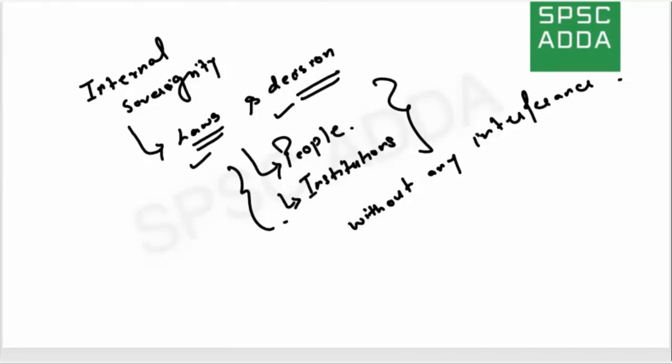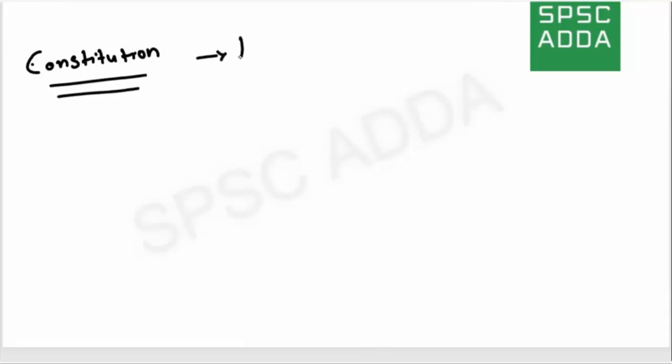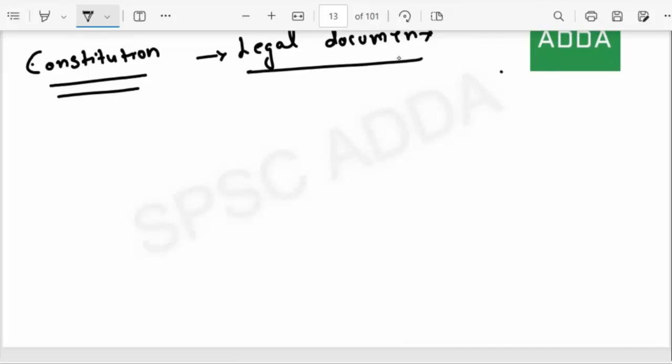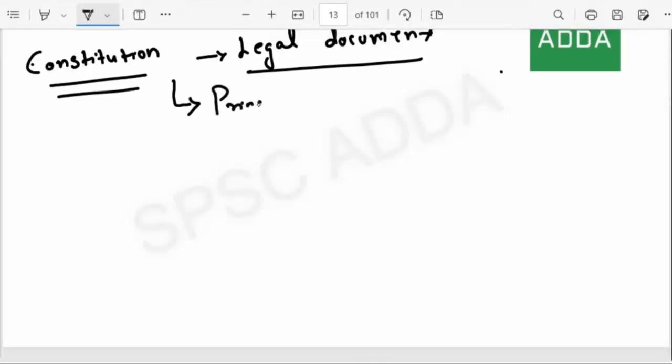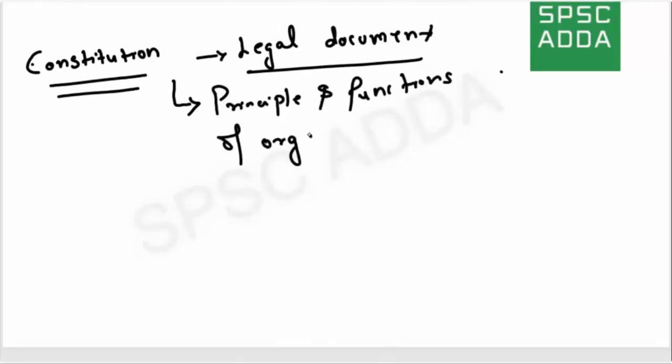Now, I have seen your question. I'll answer it. Before that, let me sum up till here. If I answer you in between, because your question is something different, you will lose the continuity. So what we have learned till now: constitution. Constitution is a legal document, and in this document, it consists of principles and functions of organs of state.